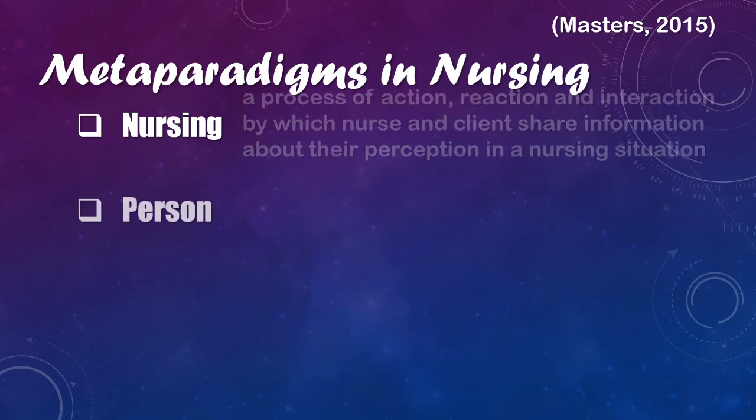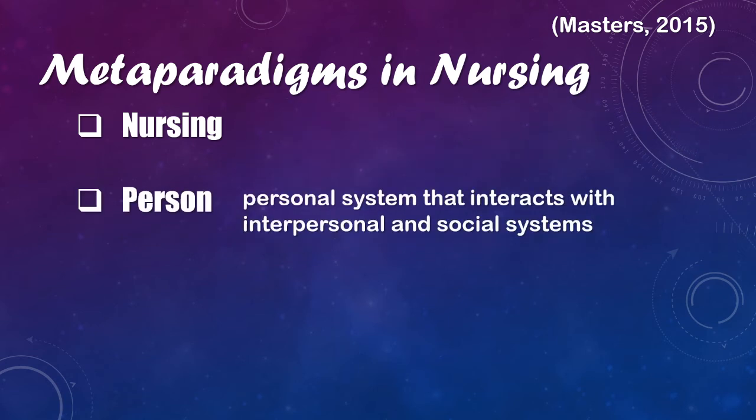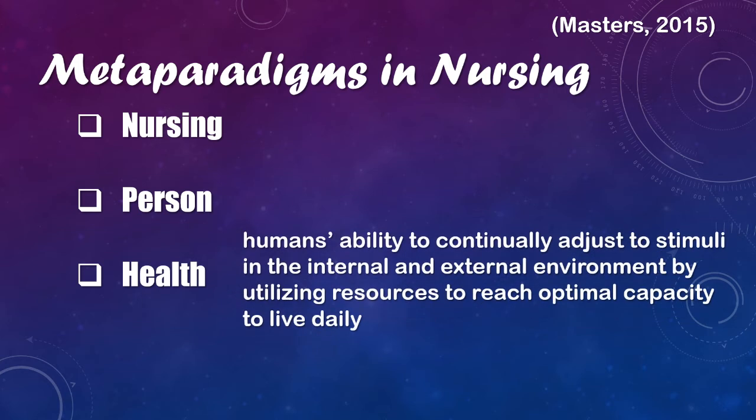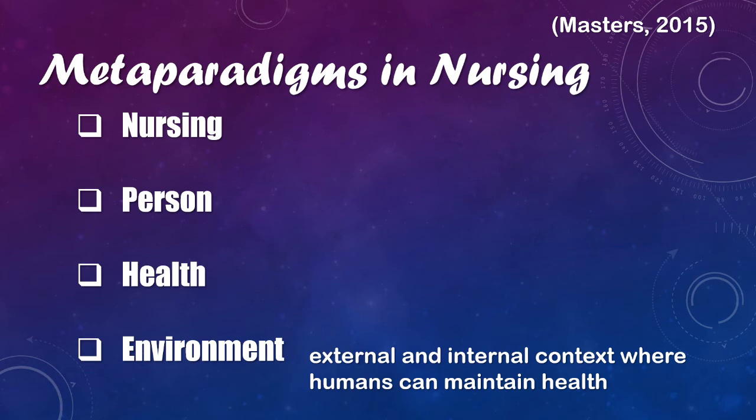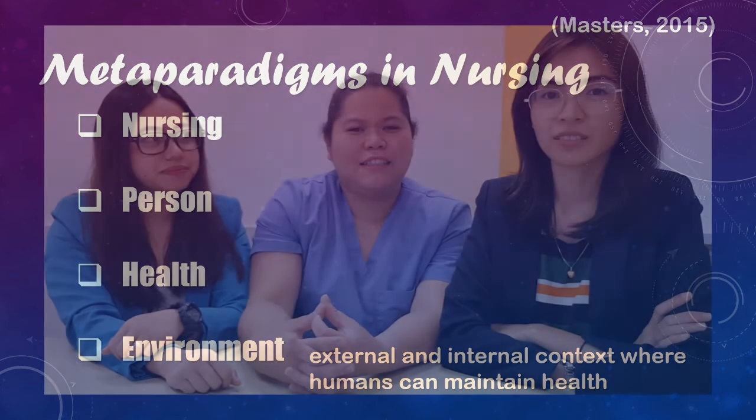Person is described as a personal system that interacts with interpersonal and social systems. In relation to health, she described it as the human's ability to continually adjust to stimuli in the internal and external environment by utilizing resources to reach optimal capacity to live daily. An environment is an external and internal context where humans can maintain health. The interaction between these four elements facilitates goal attainment.